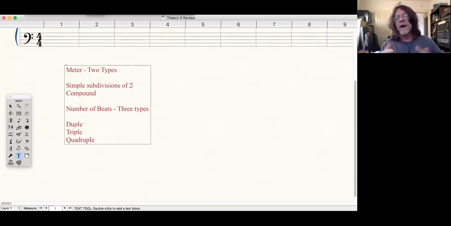And then you can divide those subdivisions in half again, 1 and 2. And that was wrong. You know, so the quarter note would be the beat. The 8th note is the subdivision. Then you can divide the 8th note into 16th notes. Does everybody understand what I mean?